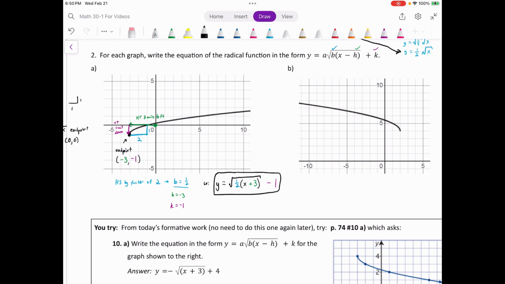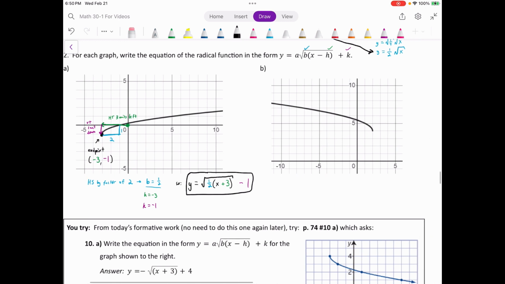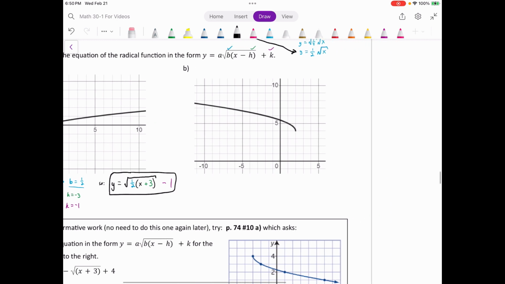Wasn't too bad. We just had to look at this graph and think about how is this like root x but having been changed in a few ways, right? That's the power of having this base function and understanding how we can take any base function and transform it to a more complex version of the same type of function. Cool, huh? Let's try this one.